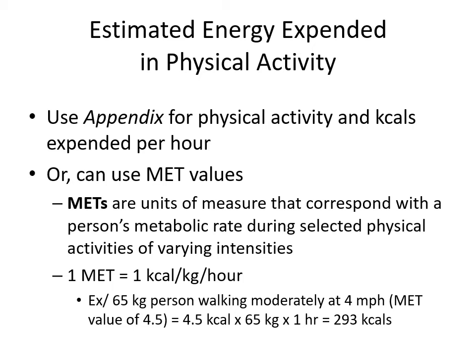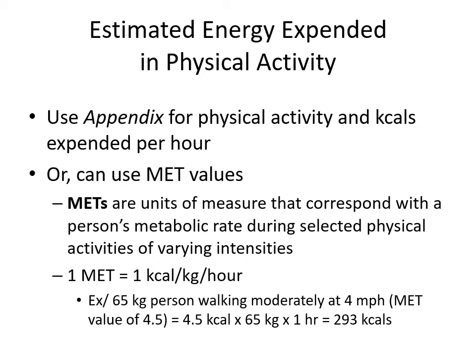These are a unit of measure that corresponds with a person's metabolic rate during selected physical activities at varying intensities. So 1 MET is 1 calorie per kilogram per hour. For example, a 65 kilogram person doing nothing burns 65 calories per hour.